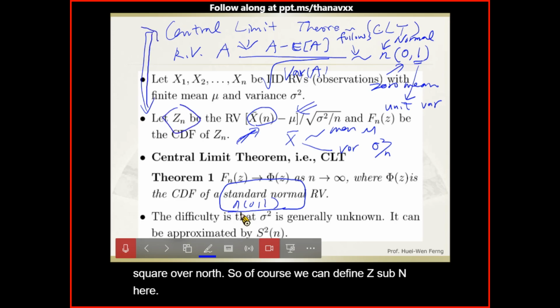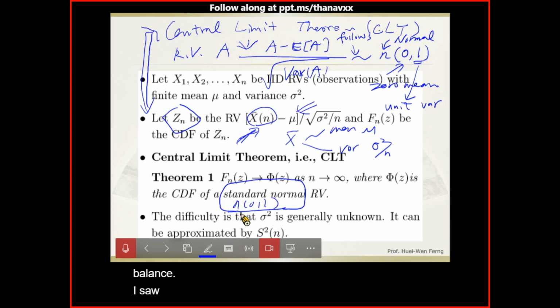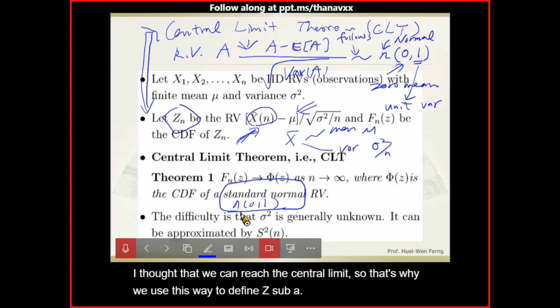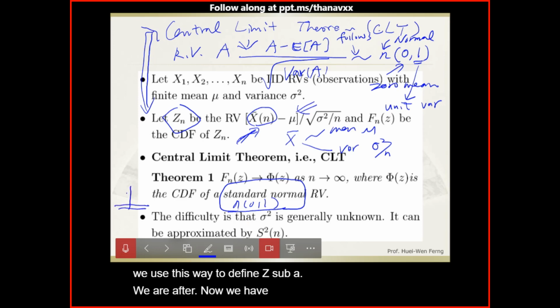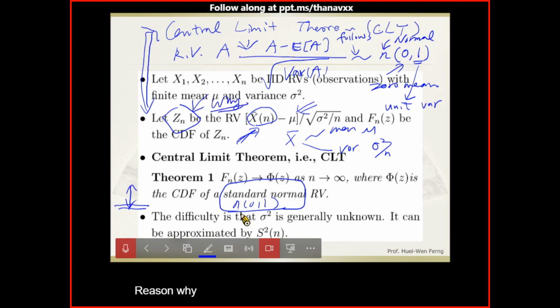Because of the central limit theorem, in fact, we want to care about a given variable, that given variable minus its mean over its standard deviation, that is, the square root of the variance. So that we can reach the central limit theorem. That's why we use this way to define Z sub n. Up to now, we have the description for the central limit theorem, and also the reason why we define it this way.